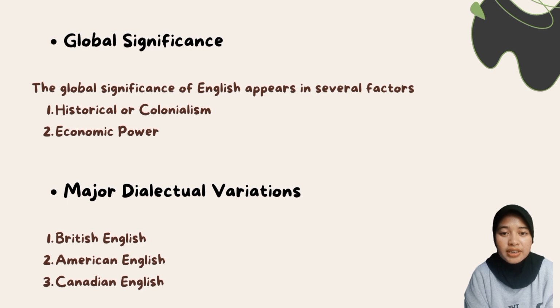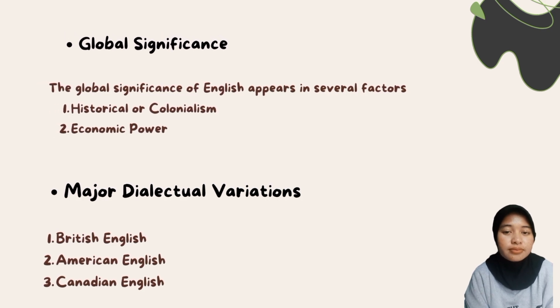The second is American English. This includes dialects such as Southern, New England, and African American Vernacular English, or AAVE. General American is the accent commonly heard in national media. The third is Canadian English, similar to American English but with distinct vocabulary and some British influence.